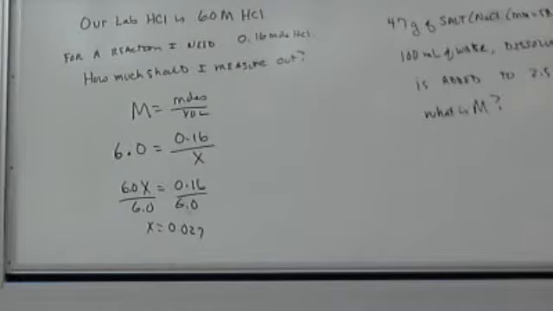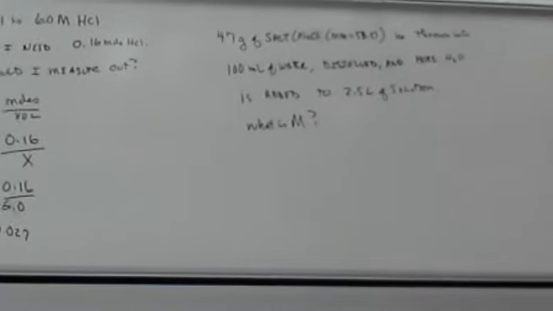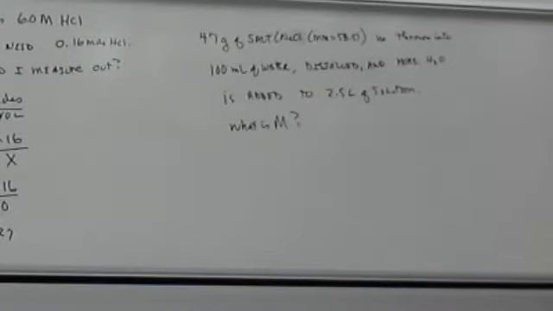Step by step in this one, Lord have mercy. Too small? Can you read that? I can. 47 grams of salt, sodium chloride, molecular mass is 58.5, is thrown into 100 milliliters of water, dissolved, and more water is added to 2.5 liters of solution. What is the molarity?